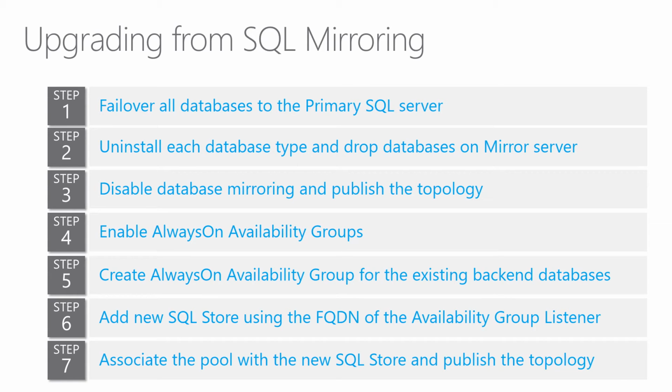In order to successfully complete the migration process from SQL Server Mirroring to SQL Server AlwaysOn availability groups, you must complete the following 7 steps. Step 1. Failover all databases to the primary SQL server. Step 2. Uninstall each database type and drop databases on the mirror server. Step 3. Disable database mirroring and publish the topology. Step 4. Enable AlwaysOn availability groups. Step 5. Create AlwaysOn availability groups for the existing back-end databases. Step 6. Add a new SQL store using the FQDN of the availability group listener. And finally, Step 7. Associate the pool with the new SQL store and publish the topology.